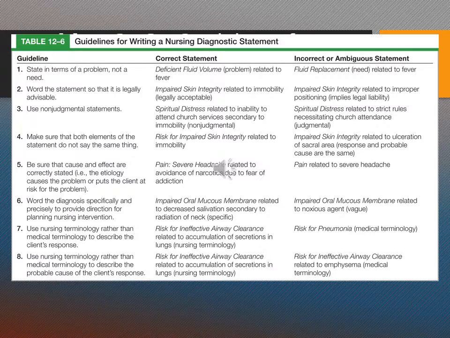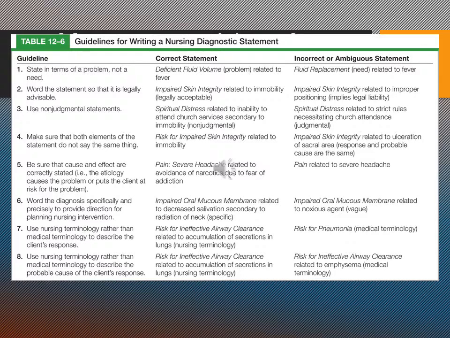Now this is table 12.6, and this is guidelines for writing a nursing diagnostic statement. And this is really a page you should just copy, keep it with you in your notebook anytime you're in clinical or you're thinking about writing a diagnosis. You always state it in terms of a problem, not a need.